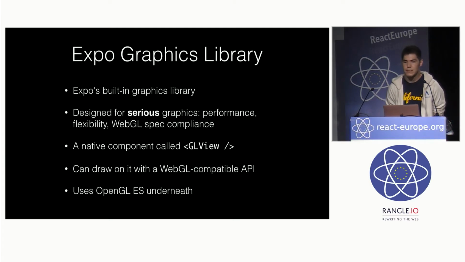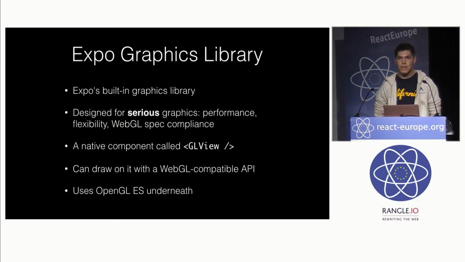The Expo Graphics library, again, is just built into Expo. You get it out of the box, and it's designed for high performance and a lot of flexibility, so you can do things from video games to image filters, and it's compliant with the WebGL specification. It has one native component called GLView. This is just a React component that you can use with JSX.